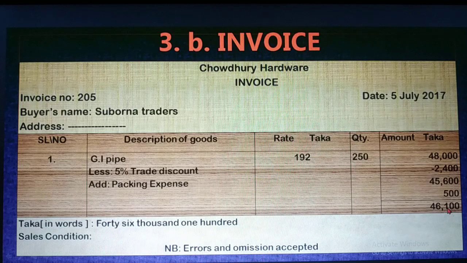Dear student, I have to make it clear again. At first you have to subtract the discount, then you can add expenses. Be careful, if you add expenses at first, then subtract the discount, then the answer will be different and that will be wrong. Dear student, after that you have to write the taka in words: 46,100. Then sales condition, if there is any condition, then we will write this one.